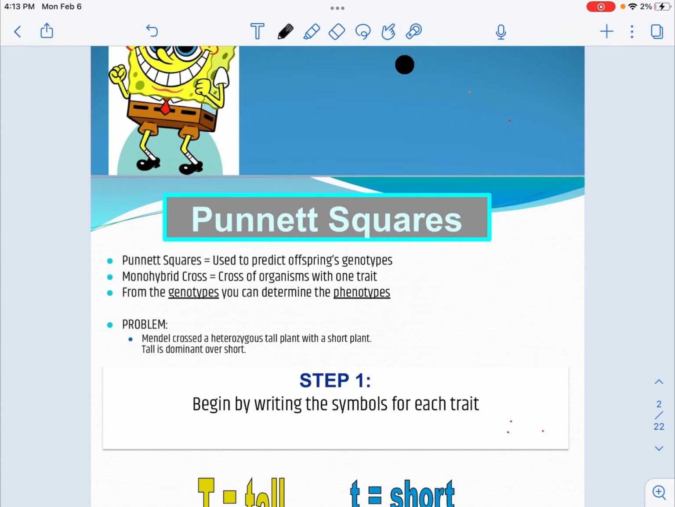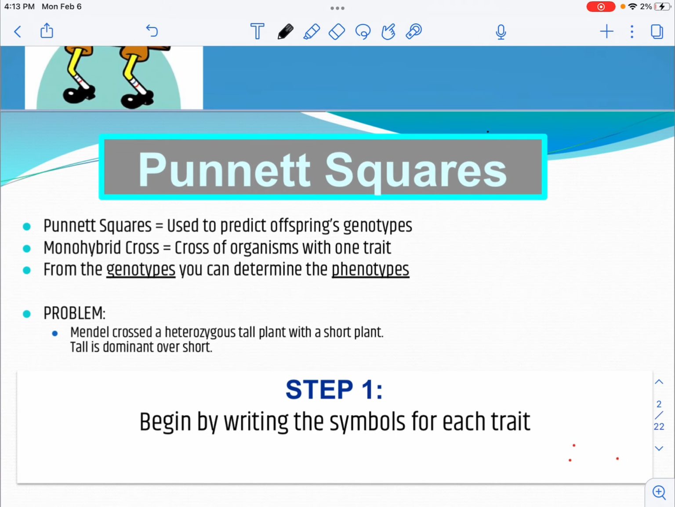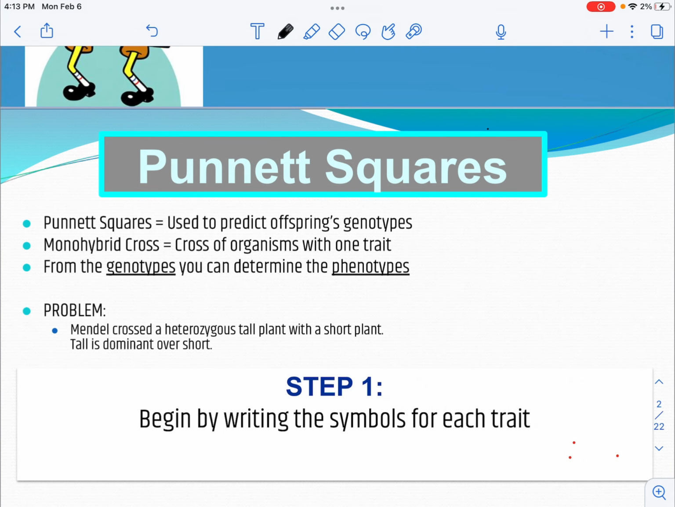We've been talking all about genetics and how traits are inherited, but one thing we really use to help us predict offspring genotypes is Punnett squares. If we know what the parents' genotypes are, the letter combinations, we can use those for specific traits to figure out the chances that the offspring will have those traits as well.